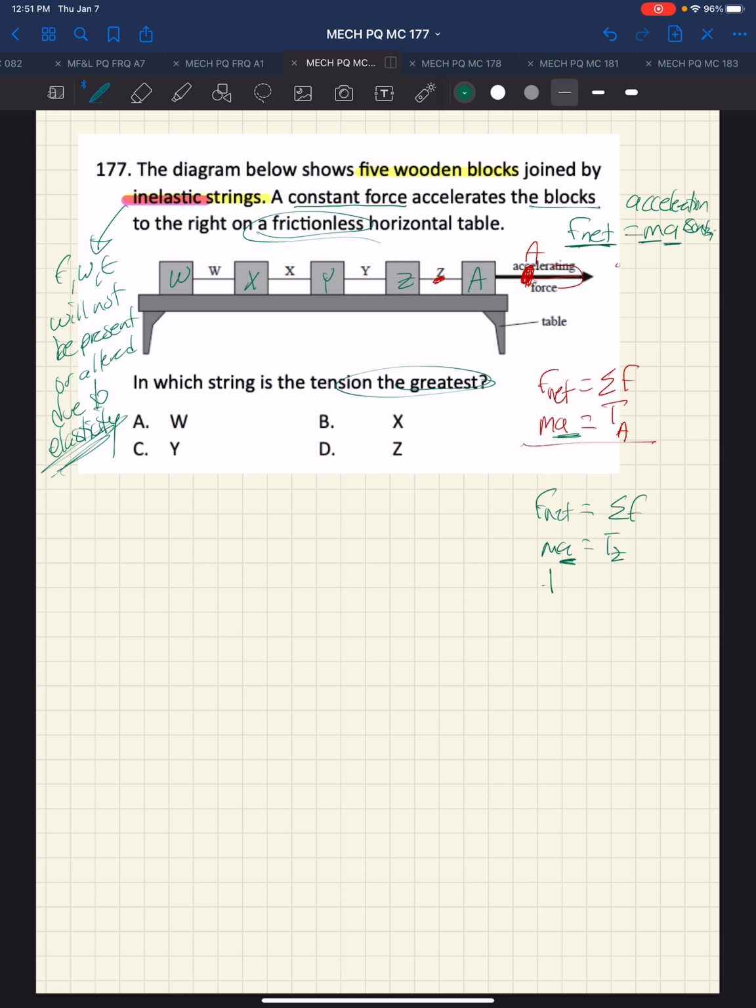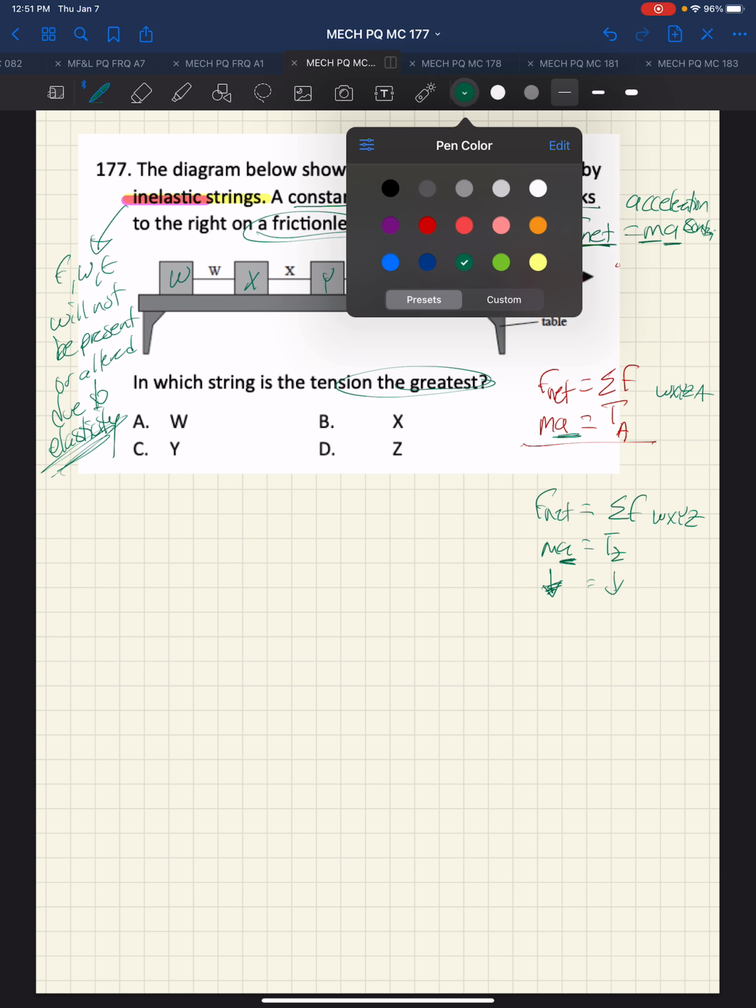But the mass has decreased. And the mass is decreased because now, instead of up here where we had mass of blocks W, X, Y, Z, A, now we have blocks W, X, Y, Z. We have lost the mass of A. So since the total mass has decreased, TZ is less than TA.